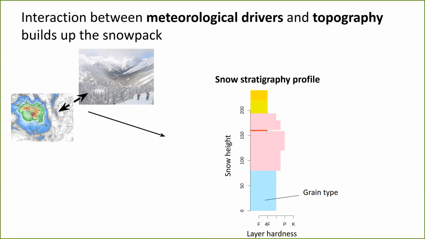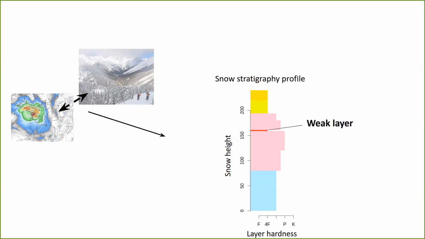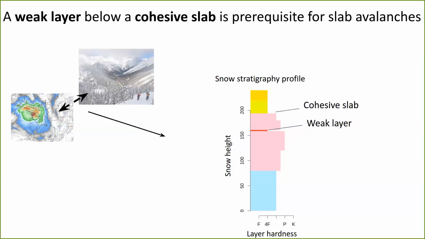Avalanche forecasters use that information to identify weak layers with poor crystal bonds. If a slab of cohesive snow exists above that weak layer, the fundamental ingredients for slab avalanche release are combined. Therefore, information about the snowpack is crucial for developing a complete understanding of the avalanche hazard conditions.